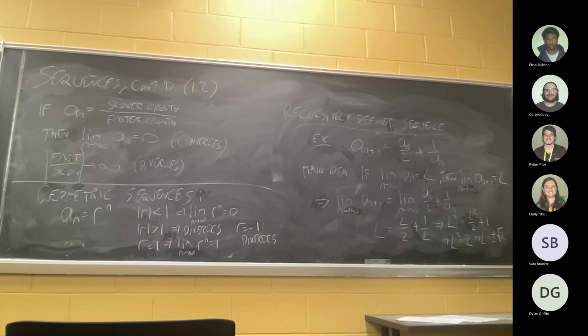How do you get to the L squared? I multiplied both sides of this by L, to get from here to here. Okay, and then how do you get L? Then I move this term to the other side, and then multiply both sides by 2.